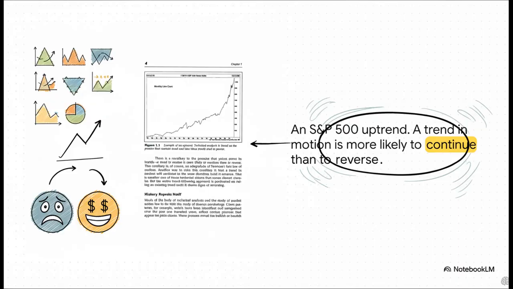And here's a perfect example of what we're talking about. Look at this chart of the S&P 500. See that? The price isn't just bouncing all over the place like a pinball. No, it's moving in a clear, sustained upward direction for a long, long time. It really does show you that an object in motion tends to stay in motion.